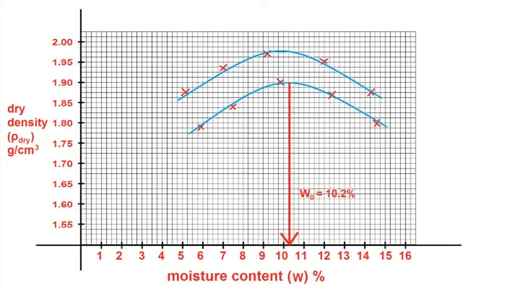Density and water content are calculated in the same way as before. Once again, plot the points on the graph, connect them with a curve, and find the moisture content corresponding to the maximum density. This concludes the compaction test lab.